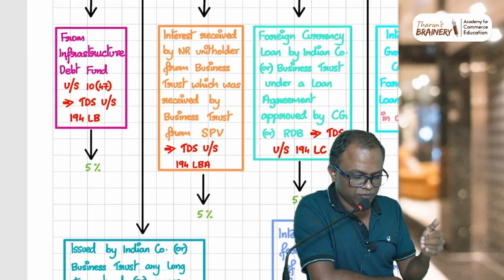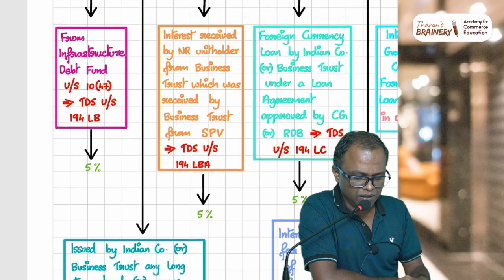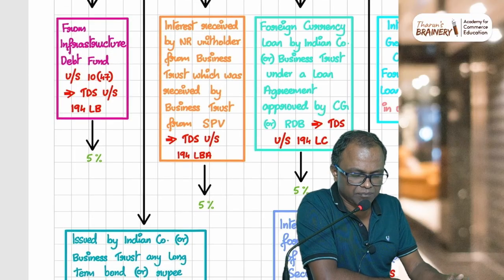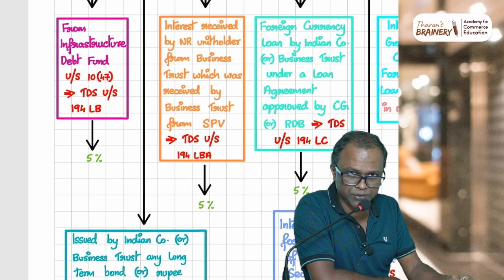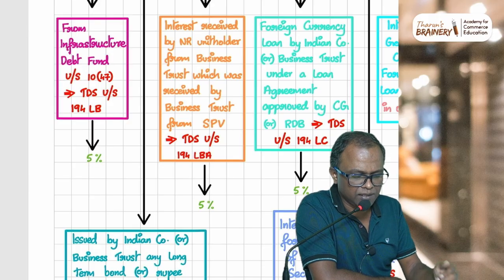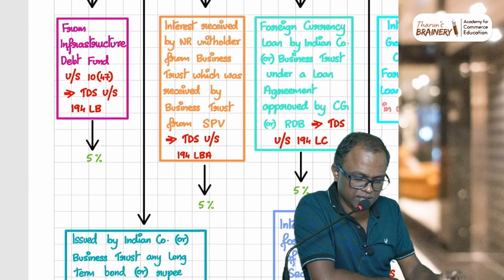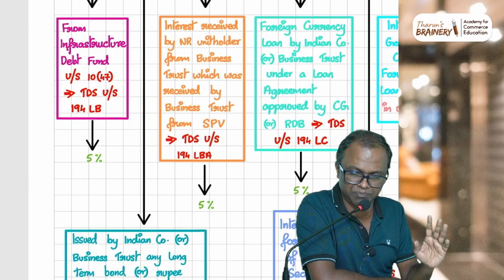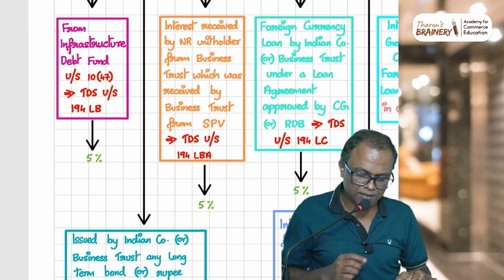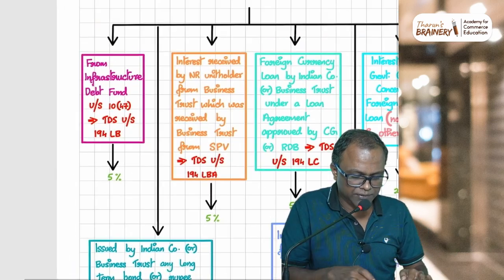If the interest is received from an infrastructure debt fund, the corresponding TDS will be deducted by the IDF in India at 5%. The TDS section is 194LB. The rate of tax is also 5%. It is known as the concessional rate of tax, 5%, because normally the interest is taxable at 20%, but if it is from an IDF, 5%.